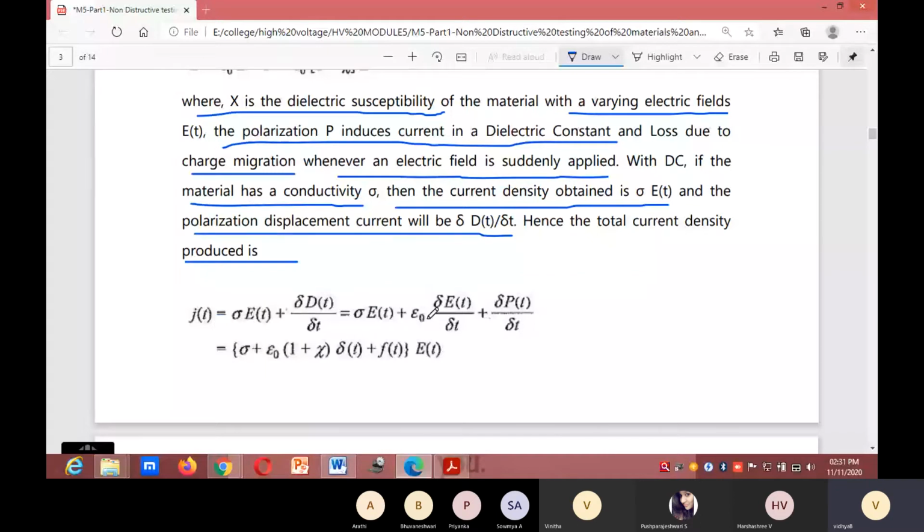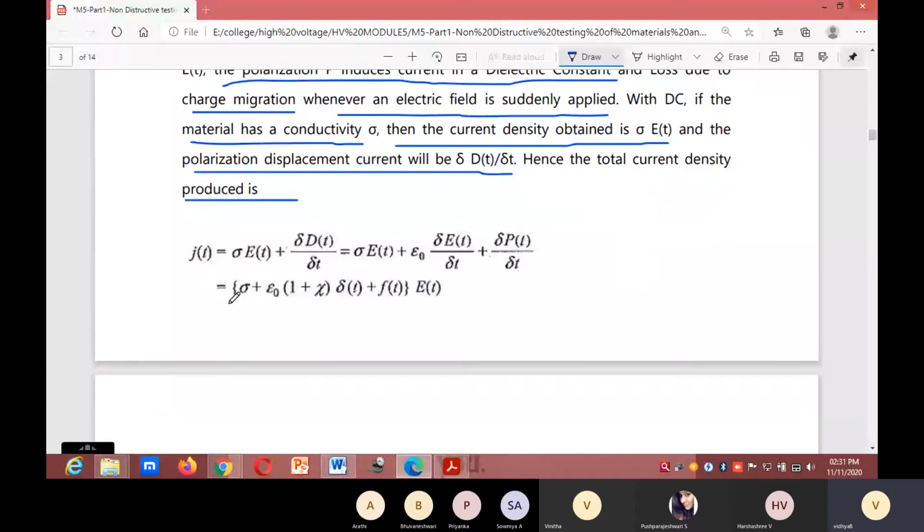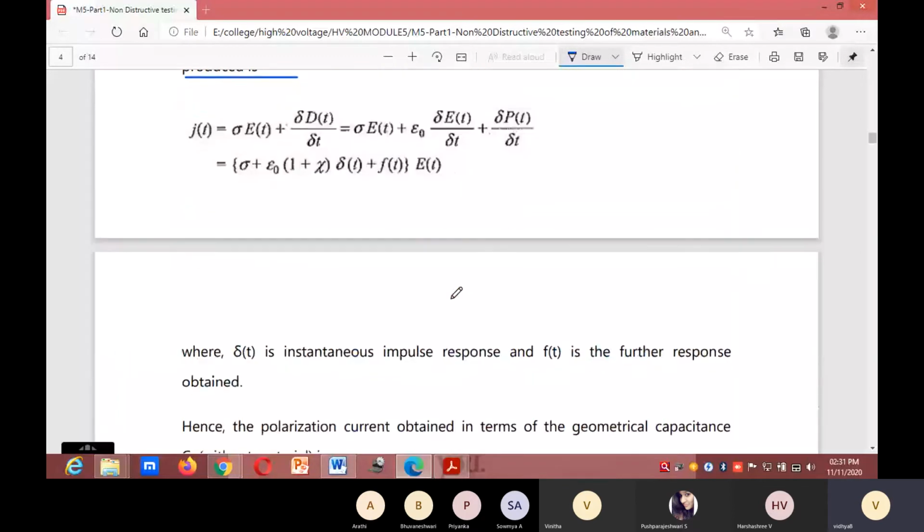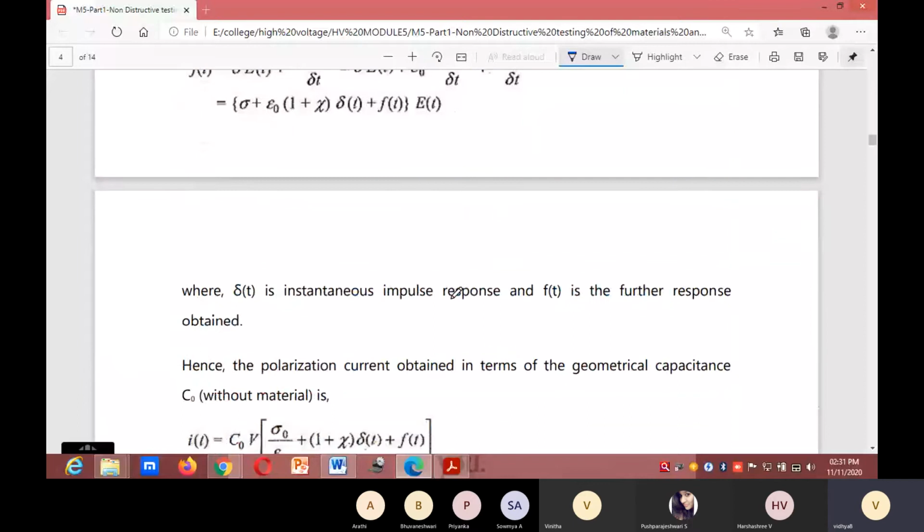which is equal to sigma E of t plus epsilon naught delta E of t divided by delta t plus delta P of t divided by delta t. If you take this out, it can be written as sigma plus epsilon naught (1 plus chi) delta of t plus f of t into E of t, where delta of t is an instantaneous impulse response and f of t is a further response.